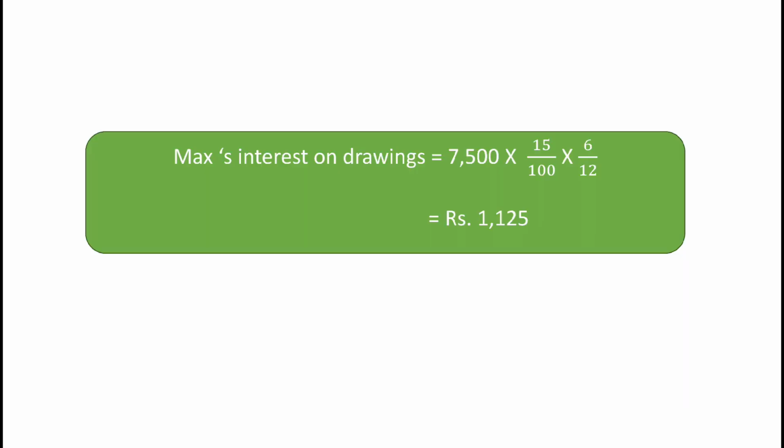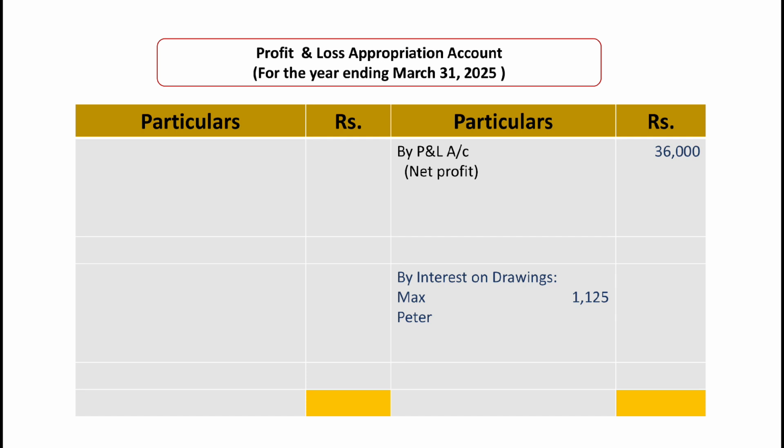So 7,500 into 15%, if we remove the percent symbol then upon 100 will come, and date of drawing is not given, so interest on drawing will be calculated for an average period of 6 months. 7,500 into 15 upon 100 into 6 upon 12, so it will be 1,125. Okay, you can calculate, and better you do calculate on your own, don't use calculator, it will help you in the board exam. Okay, so we'll write Max interest on drawings 1125 inside particulars.